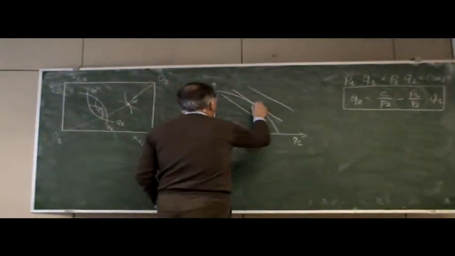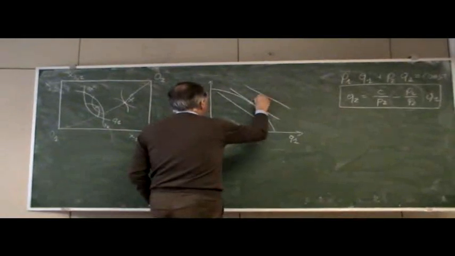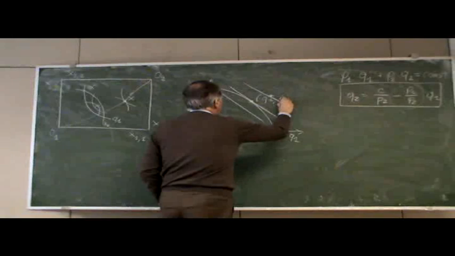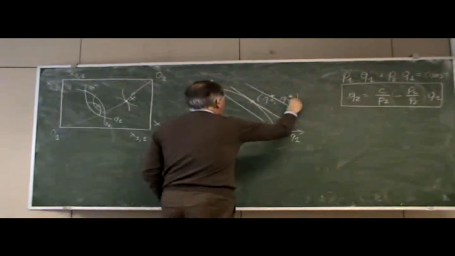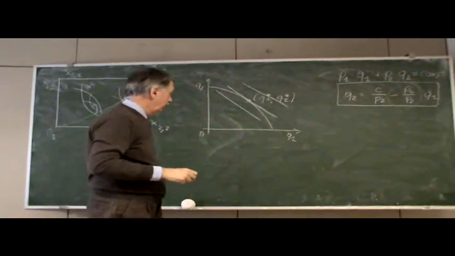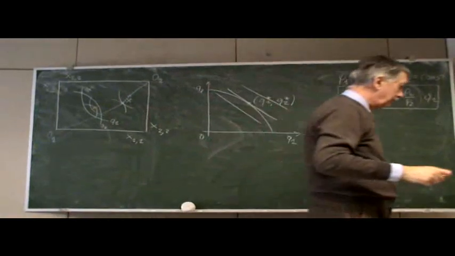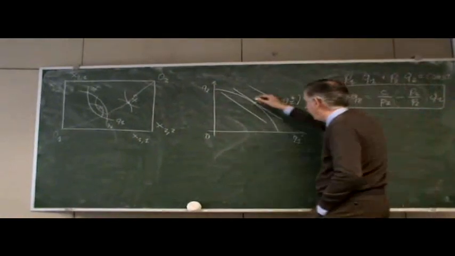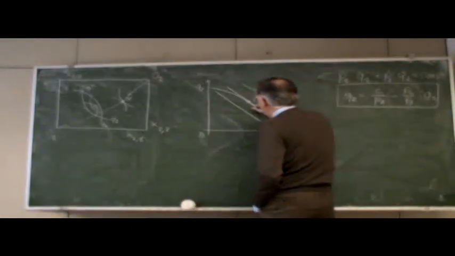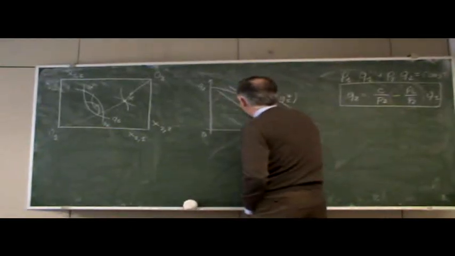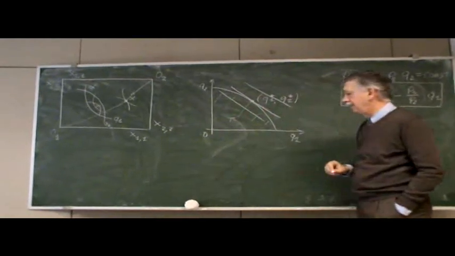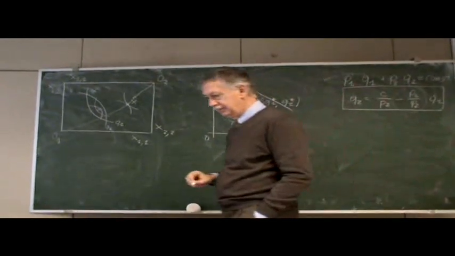So the point which represents the quantity produced in equilibrium must belong to the highest iso-revenue straight line, which has an intersection with the set T. Is it clear?